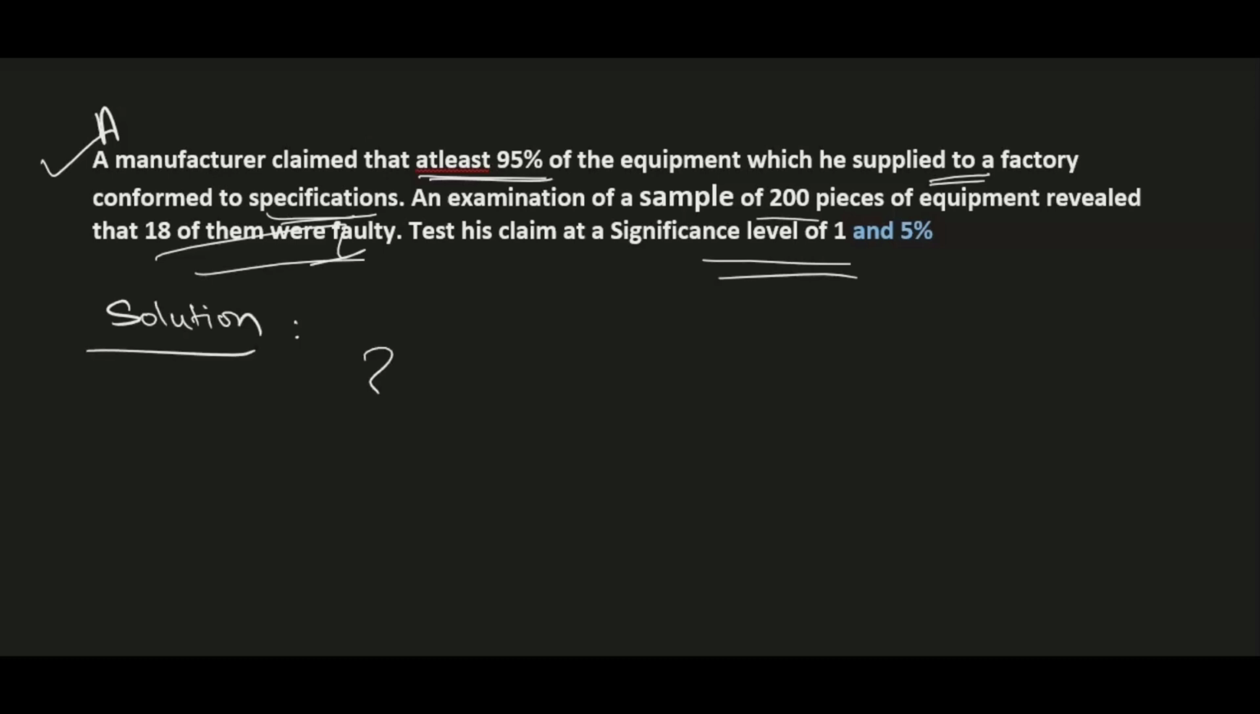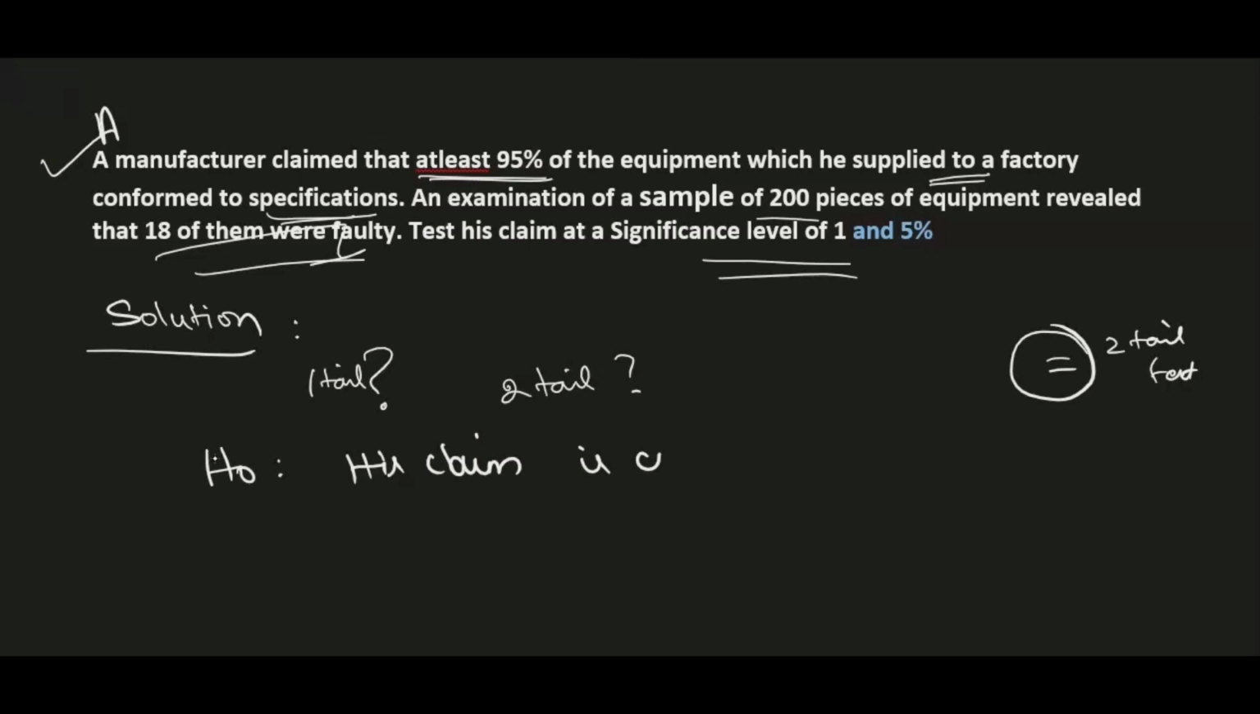first of all, what we have to decide? Whether it's one tail or two tail. It could be a one tail test or two tail test. Whenever I say something you have to compare that is equal, then it will go for a two tail test. Now, what do I have to check for? I am framing the hypothesis that his claim is correct. What do you mean by that? At least 95% of the equipments are good enough. So when I say at least 95%, it means 95 and above. So we are seeing only one side. So it is a one-tail test.